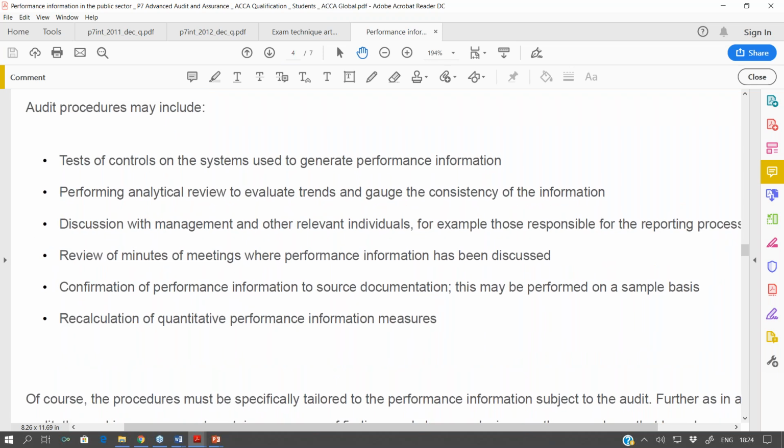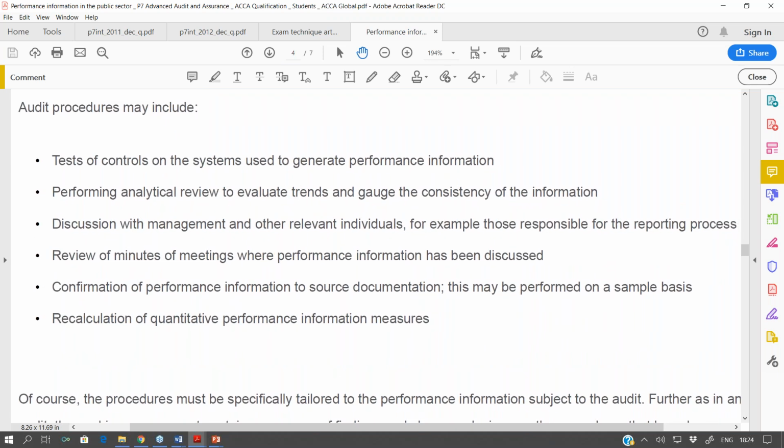Examiner says audit procedures may include: number one, test of controls. Now, please remember these are specific procedures for this topic, which is audit of performance information, but we can get something out of this for our remaining areas. We know we don't use much test of controls in the P7 paper, apart from when a question is on performance information. So we can just sideline test of controls till the time we come to day 4. But look at the other procedures.